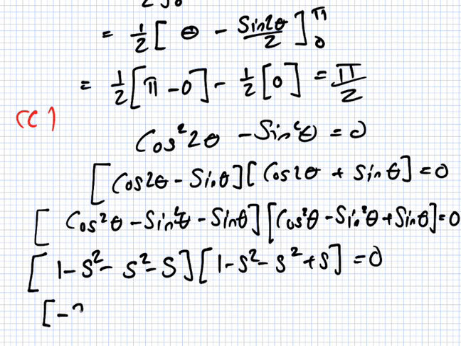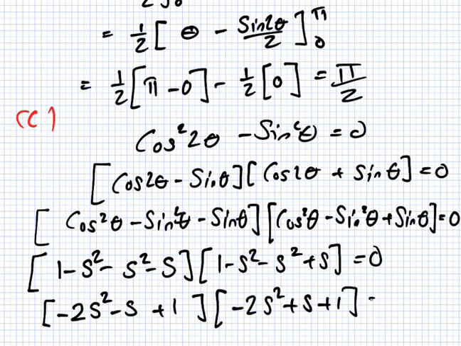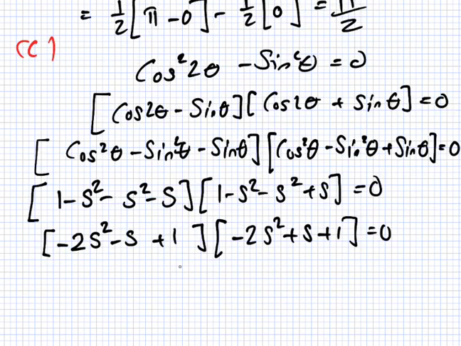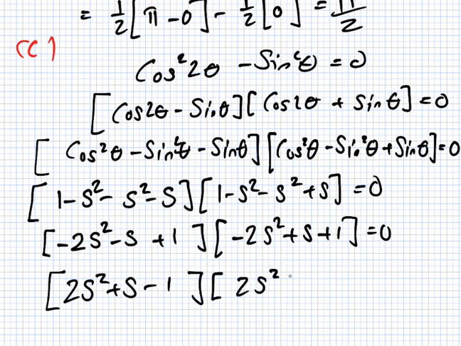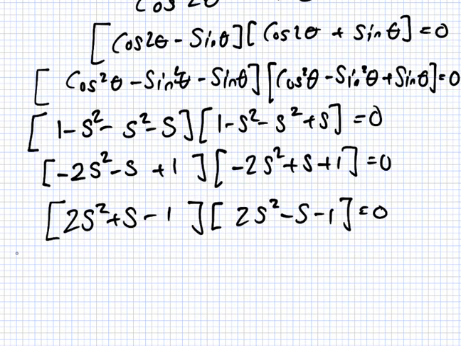So this one here is minus 2 sine squared minus sine plus 1, and this one here is minus 2 sine squared plus sine plus 1. I shall multiply both of these by minus 1. I get 2 sine squared plus sine minus 1, and 2 sine squared minus sine minus 1. Plus, plus, minus, plus, minus, minus. You know S stands for sine theta.